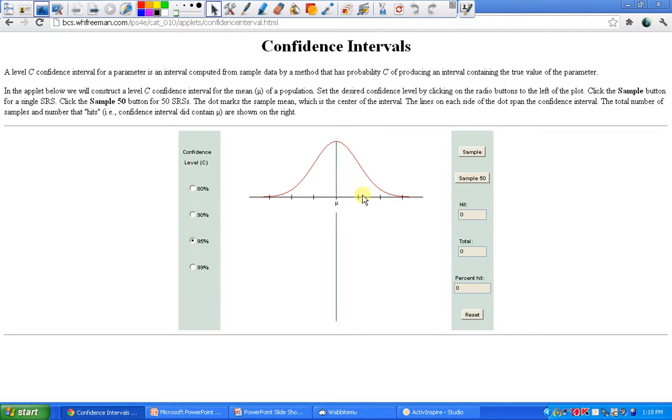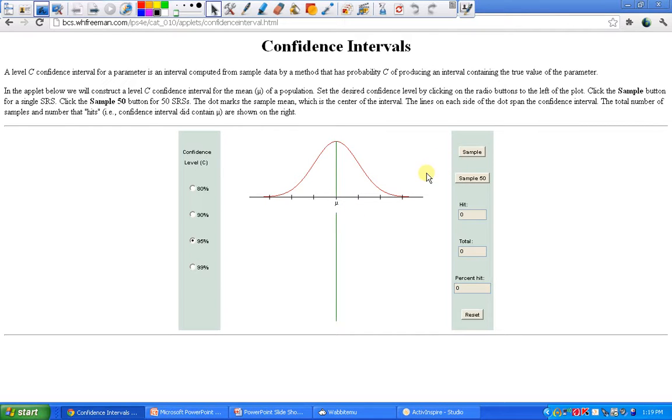However, we do know that 95% of the time, if you remember the empirical rule, 95% of our data lies within 2 standard deviations of the mean. So 95% of the time, if I'm taking a sample out of this population, I'm going to get a sample mean within 2 standard deviations of the mean, even though I don't know what that is.